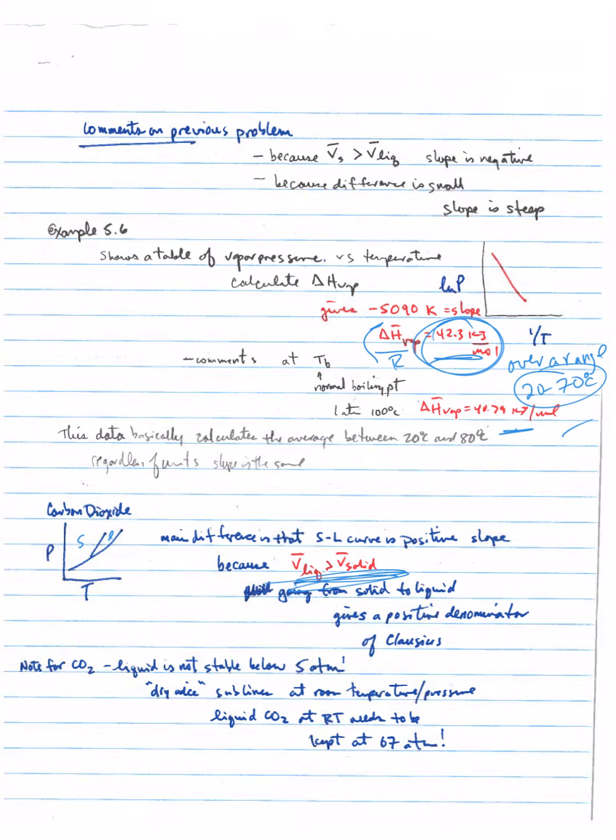Note, for CO2, liquid is not stable below 5 atmospheres. Dry ice sublimes at room temperature and pressure. Liquid CO2 at room temperature needs to be kept at 67 atmospheres. So that's another interesting tidbit.